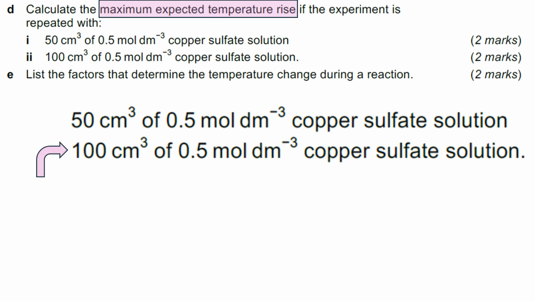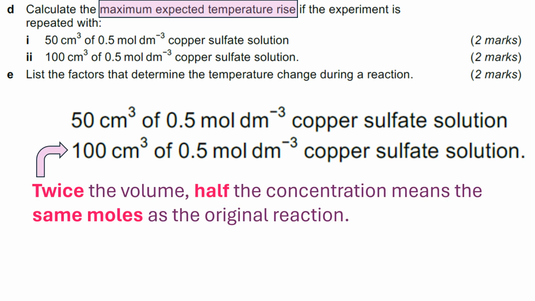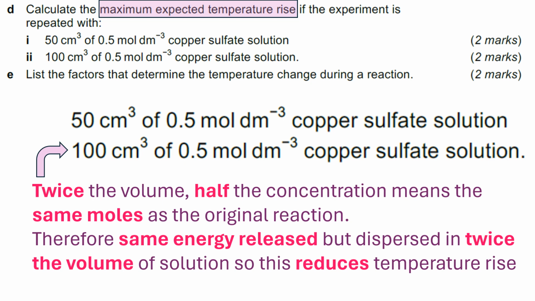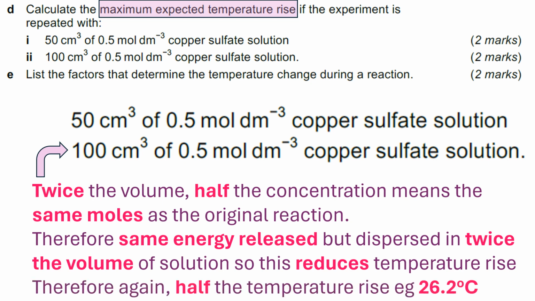So in the second scenario, what's happening is you have twice the volume but half the concentration, meaning the same moles as the original reaction. So the same energy is released, but it's dispersed in twice the volume of the solution. So this reduces the temperature rise because the energy is more spread out. So again, for a different reason, half the temperature rise occurs, 26.2 degrees C.